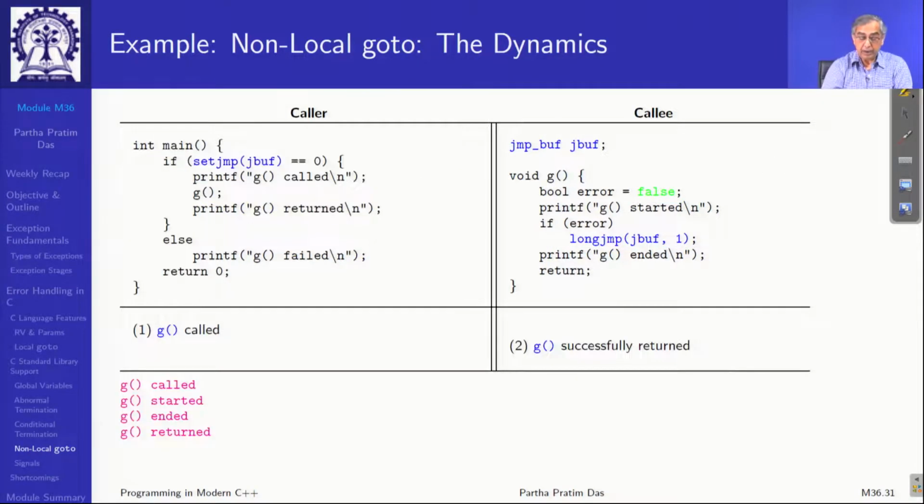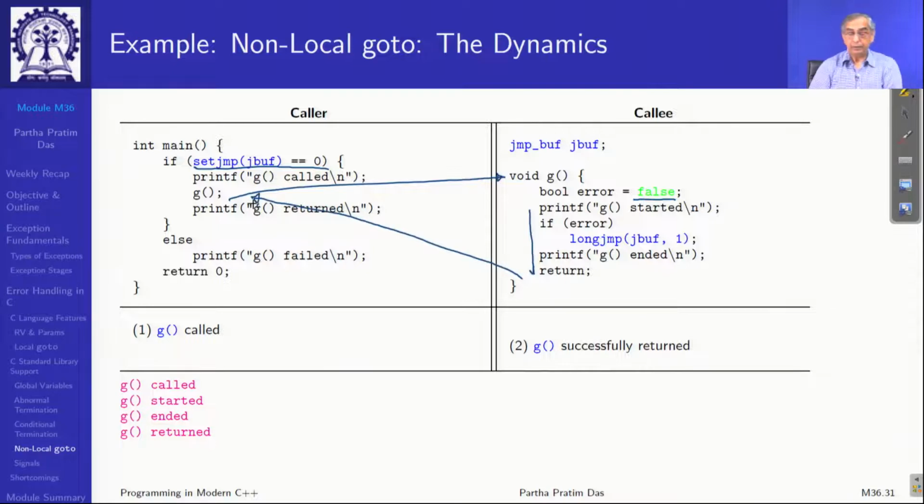So, here I have assumed that there is no error. So, I have set the return point, I have called G, naturally the control comes up to this point and goes back to this point. Okay. So, you say G called, then G started, G ended and G returned. Right? This is a no error path.